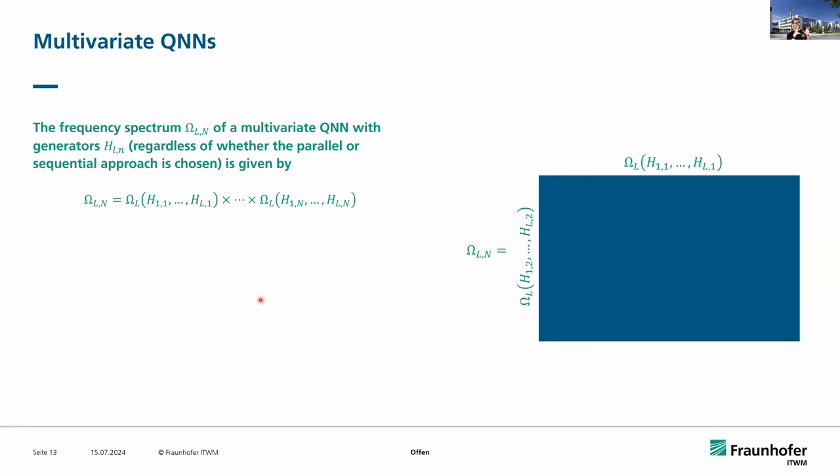Okay, so I didn't make any difference between univariate models and multivariate models. And I want to explain now why it's enough to study univariate models, and we don't want to talk about multivariate models in this talk. That's a result you can easily prove. The frequency spectrum of a multivariate QNN, regardless of whether you use the parallel or sequential approach, is always given by the Cartesian product of the univariate models. So if you want to maximize the frequency spectrum of the multivariate model, you just have to maximize the frequency spectrum of each univariate model. So there's no complication from considering multivariate QNNs, and that's why we can assume that from now on we only consider univariate QNNs.